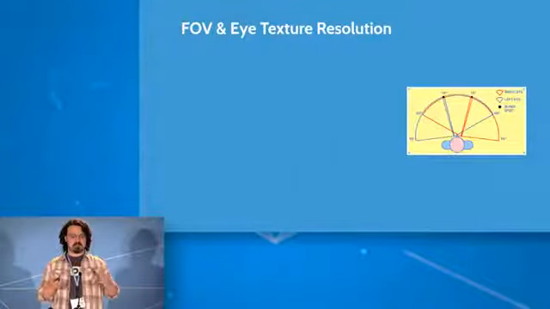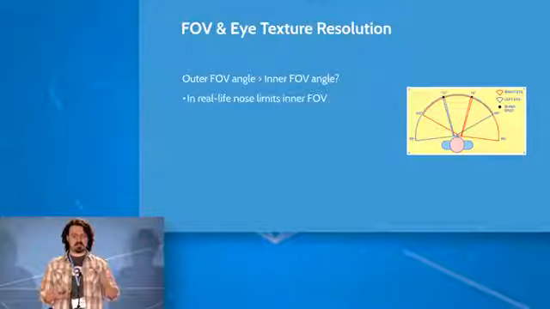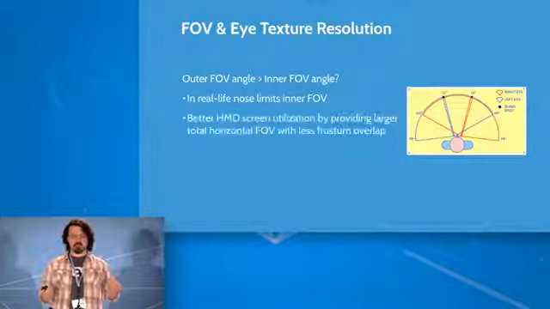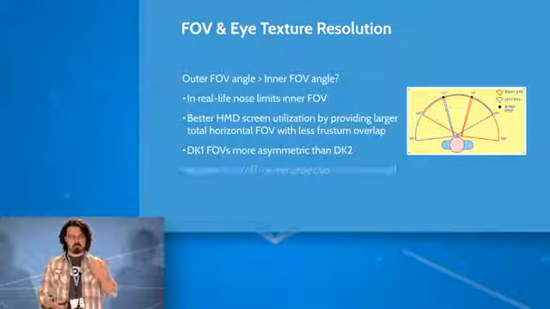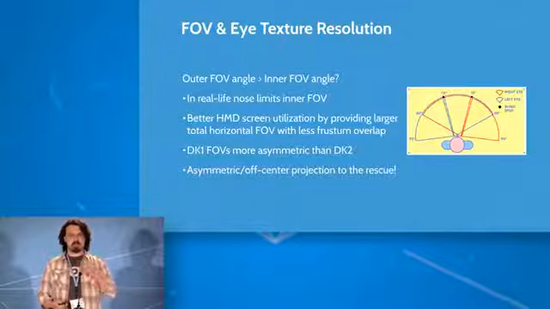It's partly because we have different values for each of them, because the inner FOV, for example, doesn't match the outer FOV. As you can see in this image, in real life, your nose actually does limit how much you can see on the inner side of your head. And we're trying to make sure that we're utilizing the maximum screen space on the head-mounted display to create the maximum amount of FOV on your horizontal plane.